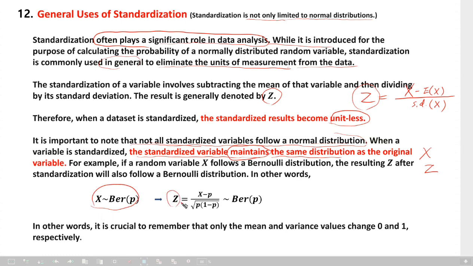Then G is x minus its mean, which is p in this Bernoulli case, divided by the standard deviation, the square root of the variance, which is p(1 minus p). So this standardized variable has the same distribution as x. G follows a Bernoulli distribution, okay? Only the mean and variance change: the mean is 0 and the variance is 1, okay? So you can use standardization anytime you want.